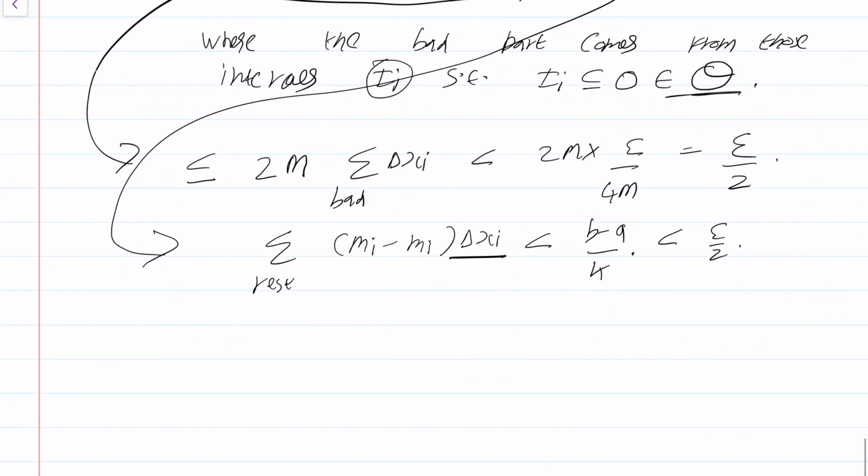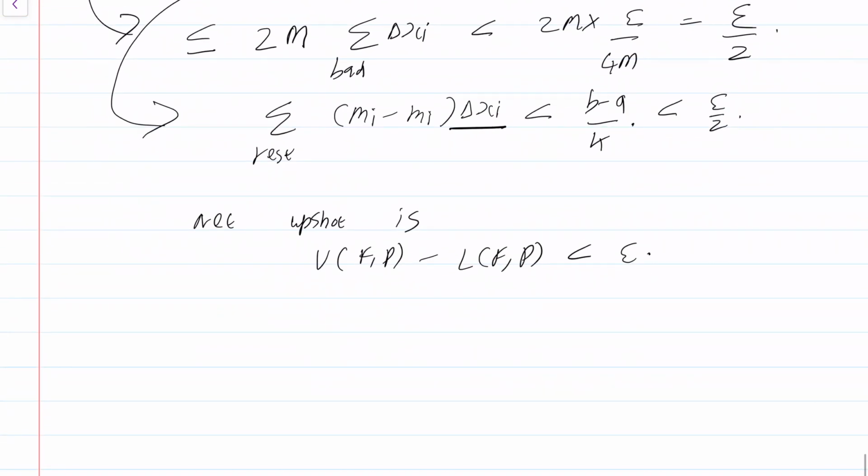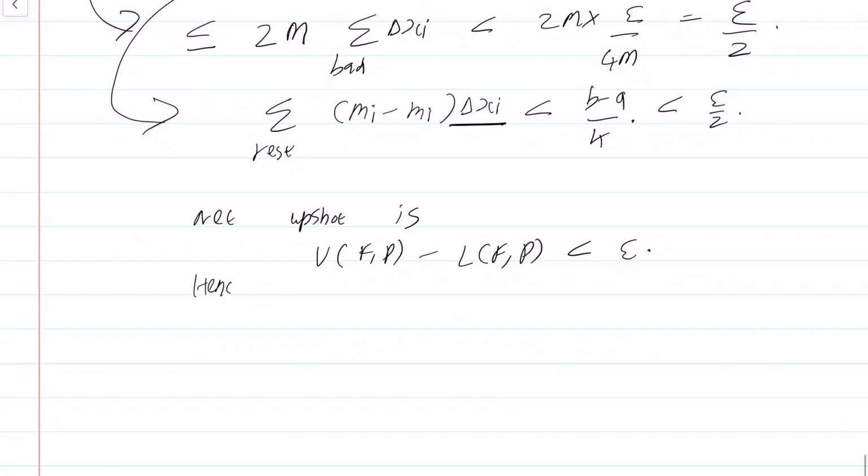So net upshot is U(f,P) minus L(f,P) is less than epsilon. Hence, f is Riemann integrable.